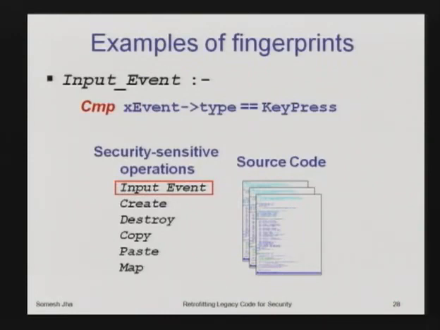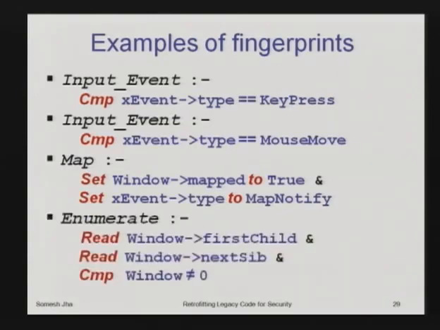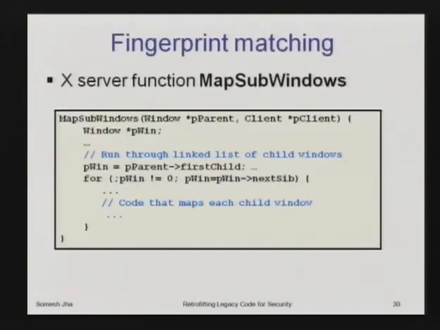If you are interested in the formal way, think of Datalog without recursion. They have only ground terms, and here all the terms are over just the security-sensitive resource types. Here's another one. This one says a map security-sensitive operation happens when that field is set to true and that type is set to MapNotify. If this code pattern happens in the code, then we say the map happens. Same thing with enumerate and so on.